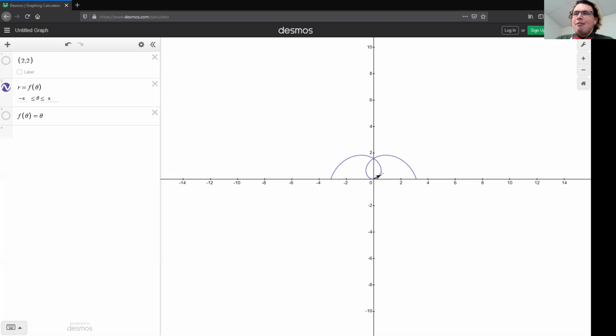And from there, I have positive radii. I have positive distance I'm going to travel away from the origin. And that's how I get this sort of a safety pin kind of looking thing.